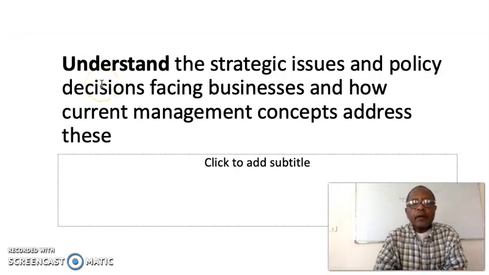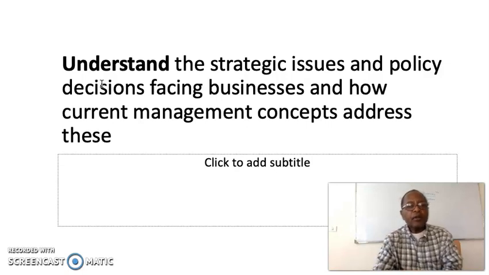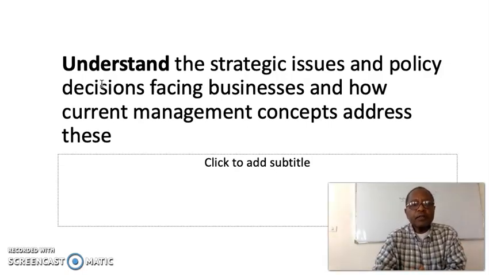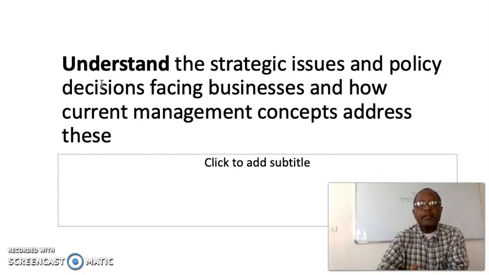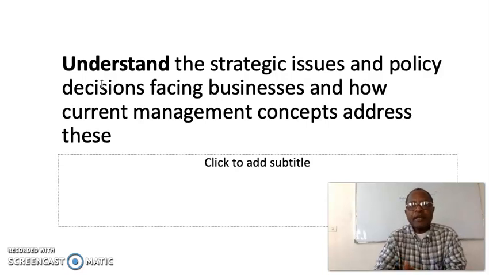Okay. Good. Now, right now, I'll give you the main objectives of the course. That means the highlights of what we'll be purposing or what we'll be aiming at. The first is understand the strategic issues of policy decision facing business and how the current management concept addresses this issue. That means grasping the main ideas of the course as it is related with strategic issues and policy decision making.